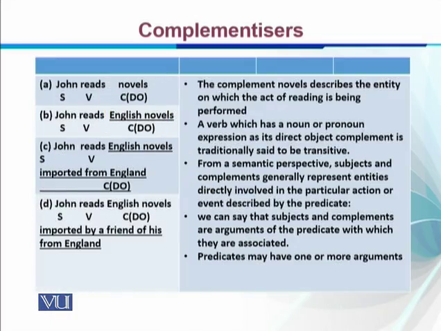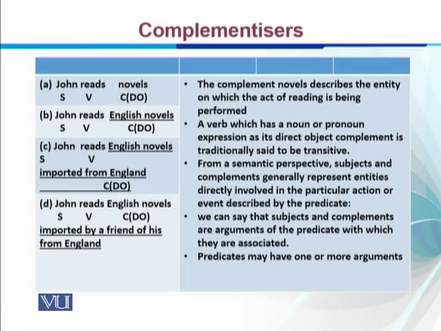Let's take another example. John reads novels. So we can say that John is subject, reads is verb, and novels is complement, which in the case of this sentence is direct object. So the complement novels describes the entity on which the act of reading is being performed. John reads English novels. Again, we have English novels as complement, direct object. A verb which has a noun or pronoun expression as its direct object complement is traditionally said to be transitive. It is another feature or property of the verb.